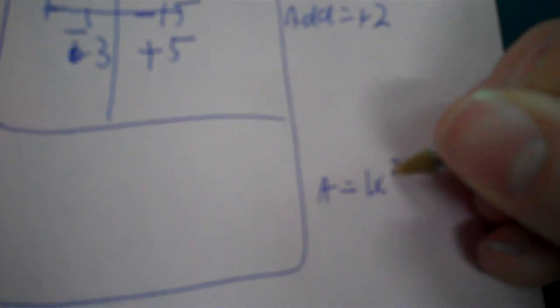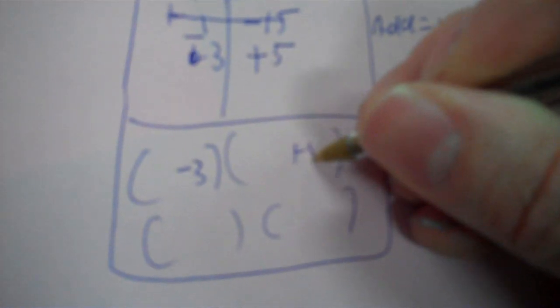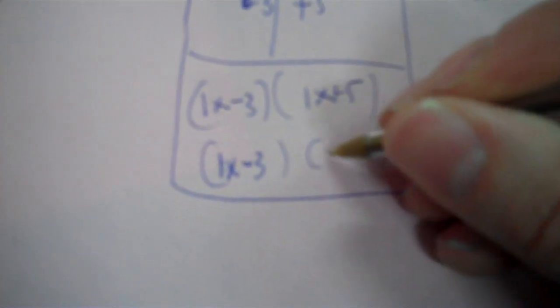A is 1x squared, so we know how that's going to shake out. So negative 3, positive 5, and then x times x, and you put the 1 in front. Okay. Now, those are going to stay the same. You wouldn't be able to divide. Take the 1's off the front of the x's. So x minus 3, x plus 5.